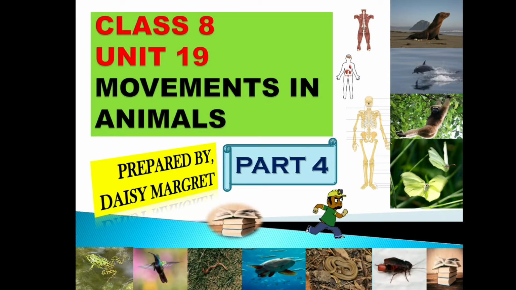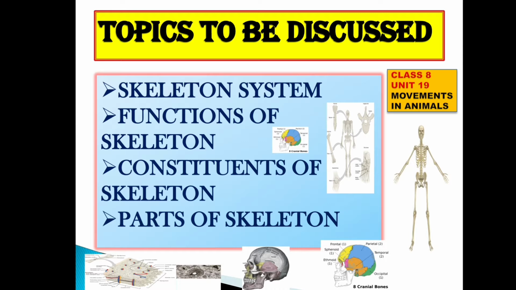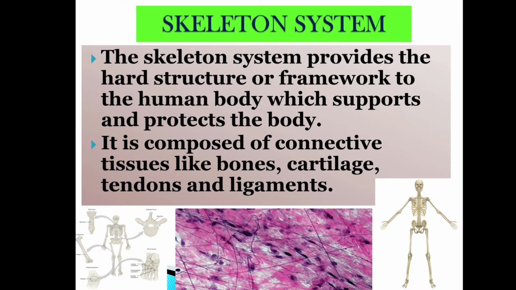In today's video, we are about to discuss Class 8, Unit 19, Movements in Animals, Part 4. Topics to be discussed: skeleton system, functions of skeleton, constituents of skeleton, and parts of skeleton. Skeleton system. First, let us learn about what is a skeleton system. The skeleton system provides the hard structure or framework to the human body which supports and protects the body. It is composed of connective tissues like bones, cartilage, tendons, and ligaments.